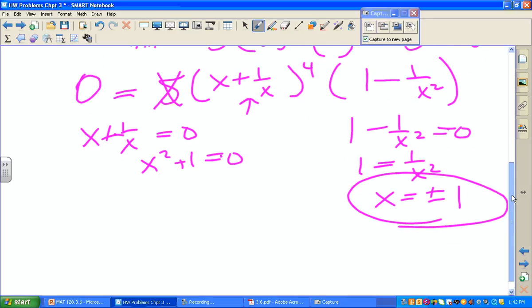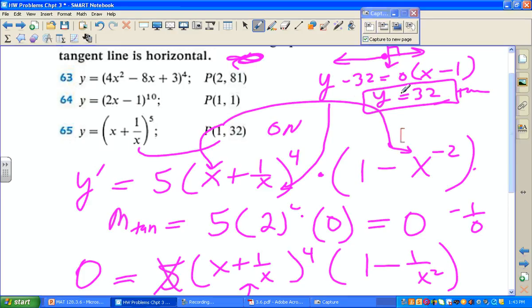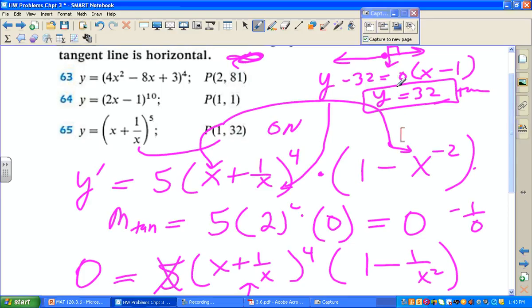Let's see, there are multiple parts. You like the whole thing? Get to the y minus 32. Oh, that's the equation of the tangent line. I used the point that was given, and the slope that was given. So the normal line is x equals 1. Is that what you said?